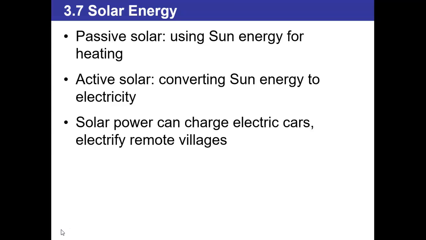Through solar energy, people and businesses in developing countries currently unable to obtain electricity can generate energy needed to operate businesses, schools, and hospitals. There are several ways that the sun can be used for energy. There's passive solar, using sun energy for heating, active solar, converting sun energy to electricity, and at the same time, solar power can charge electric cars and electrify remote villages, meaning that it can provide electricity to more rural areas.